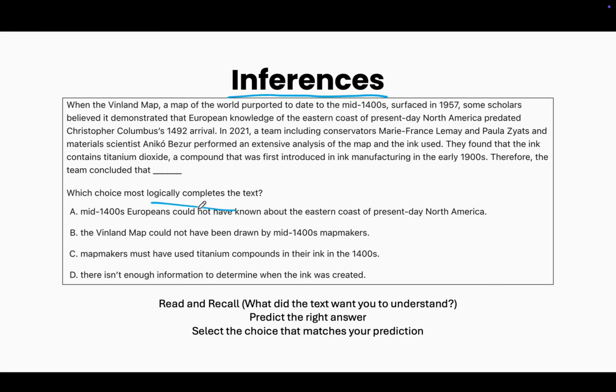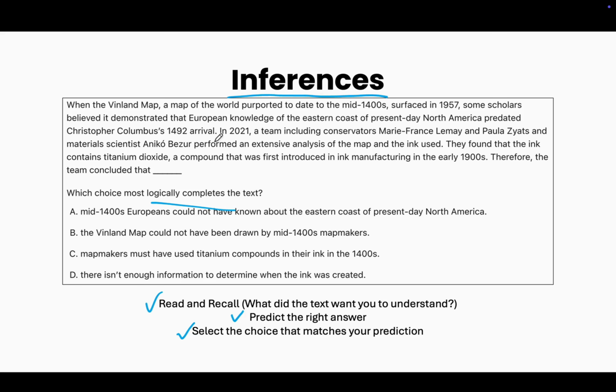For these questions, like most of the other questions, I'll first read each line and recall it. Then I'll predict what will come in the blank, and I'll compare my prediction to the choices. When the Vinland map, a map of the world purported to date to the mid-1400s, surfaced in 1957, some scholars believed it demonstrated that European knowledge of the eastern coast of present-day North America predated Christopher Columbus's 1492 arrival. So there was a map that was found in 1957, and people believed it was from the mid-1400s. Therefore, some scholars believed that it showed that the Europeans knew about a part of North America before Christopher Columbus's arrival in 1492.